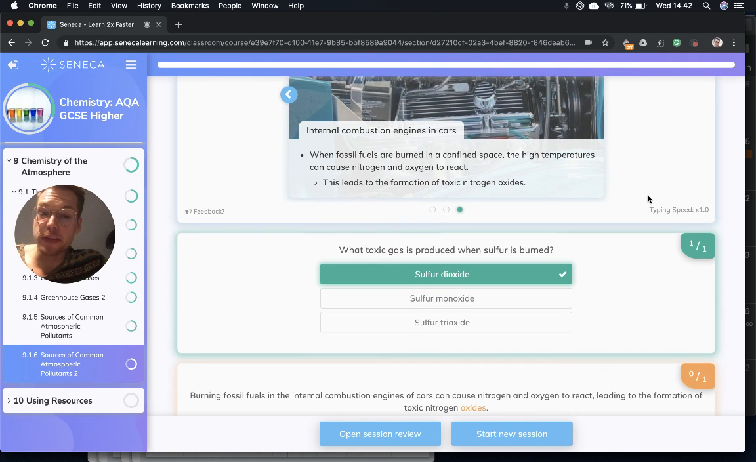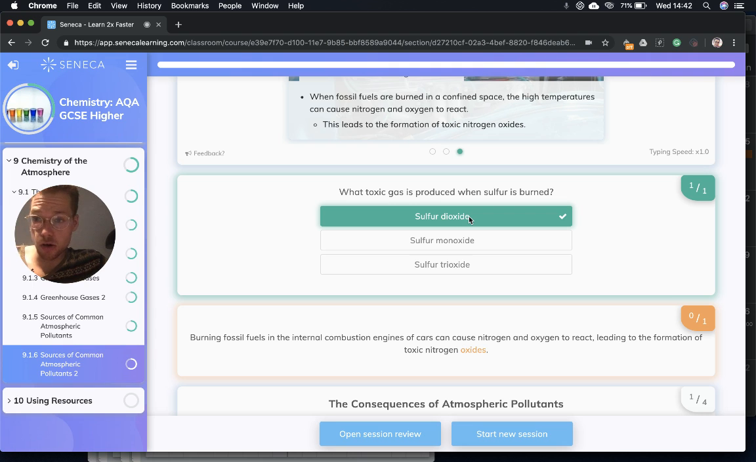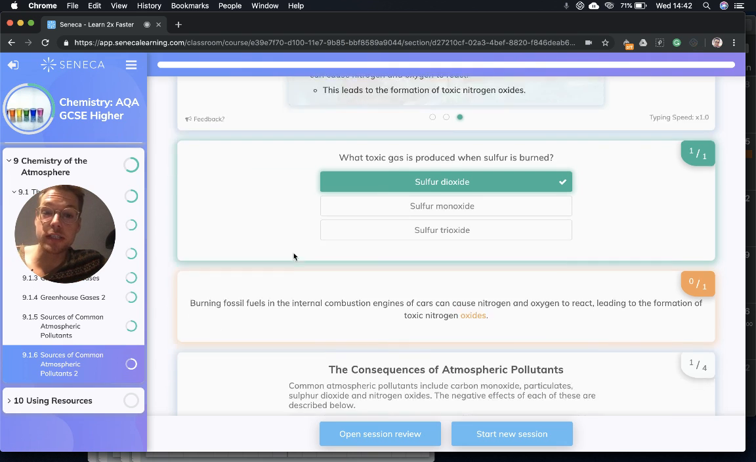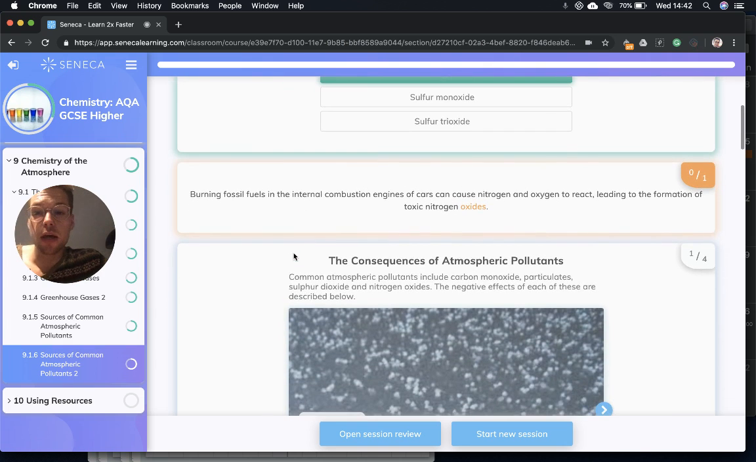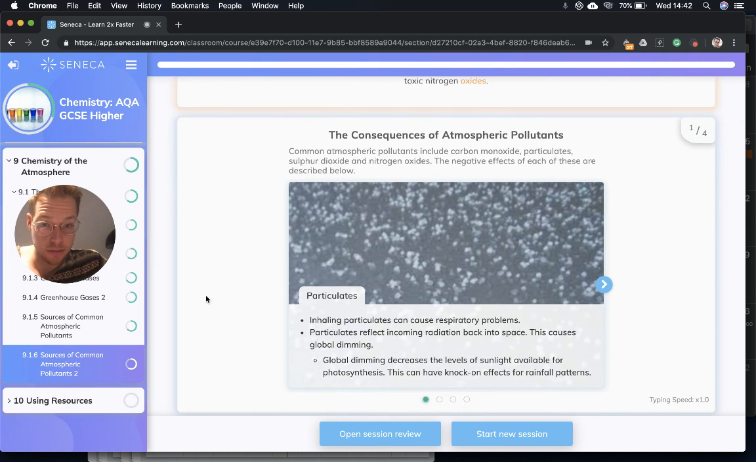Now, do we remember the toxic gas that's produced when sulfur is burnt? It's sulfur dioxide. Not monoxide, not trioxide, it's sulfur dioxide. And what happens when fossil fuels are burnt in the internal combustion engine of cars? Nitrogen and oxygen react, and this produces nitrogen oxides.